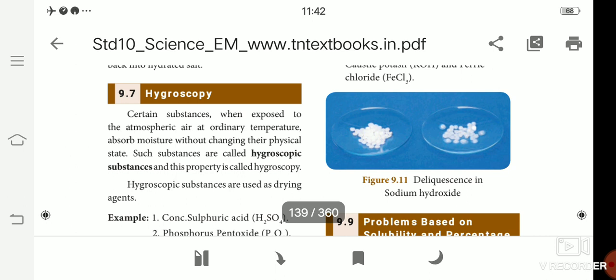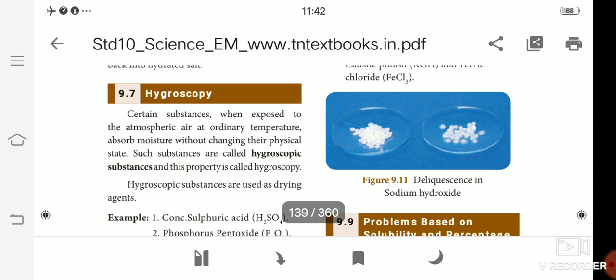This material attracts atmospheric moisture, so the bag is protected. A substance that absorbs moisture from the atmospheric air at ordinary temperature without changing its physical state is called a hygroscopic substance.